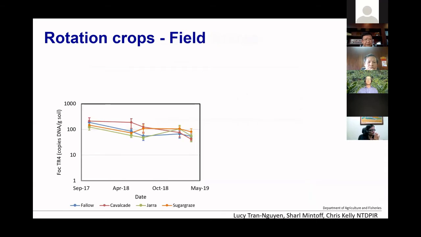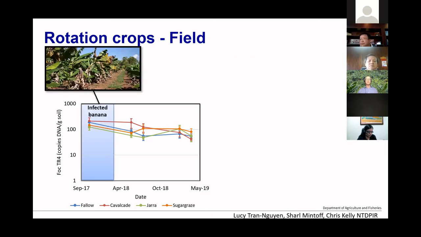In a field experiment conducted by Charles Mintoff and his team in the Northern Territory, which he alluded to last week in his presentation, several rotation crops for the region were tested. I'm only going to present the results from 4 of the treatments: a weedy fallow, which was our control, cavalcade, a Centrosema pascuorum, jarrah-grass, Digitaria milanjiana, and sugar graze, a forage sorghum. Charles used a method developed in a previous project to measure the FOC TR4 DNA based on a TaqMan assay.